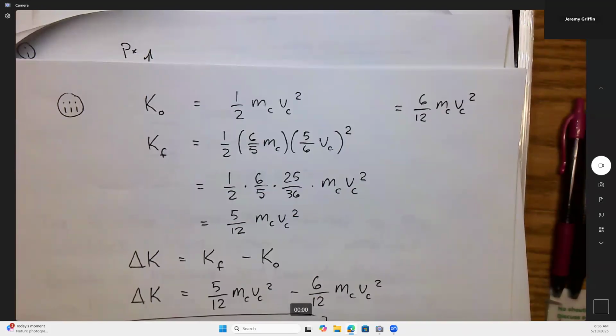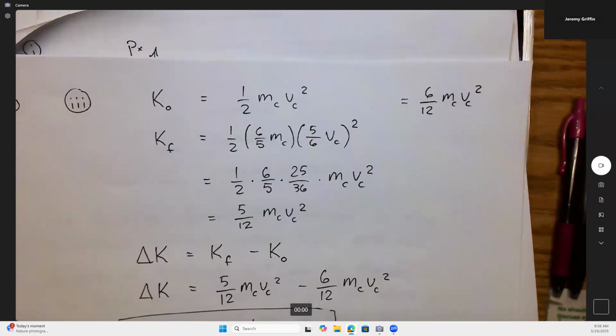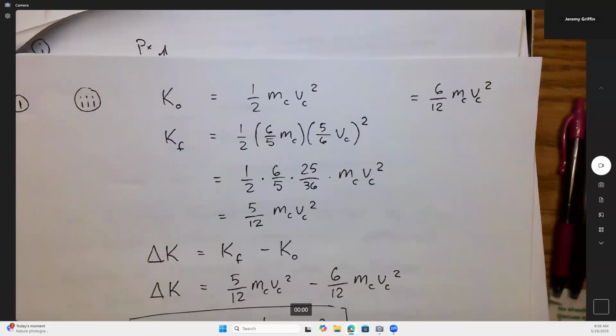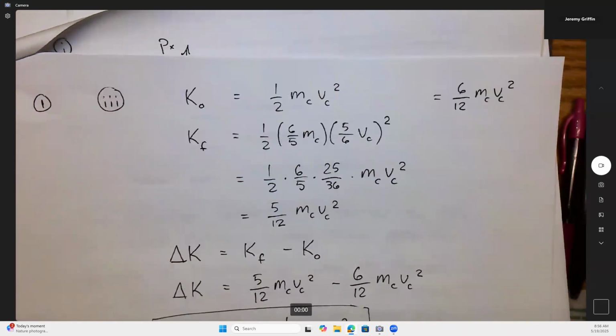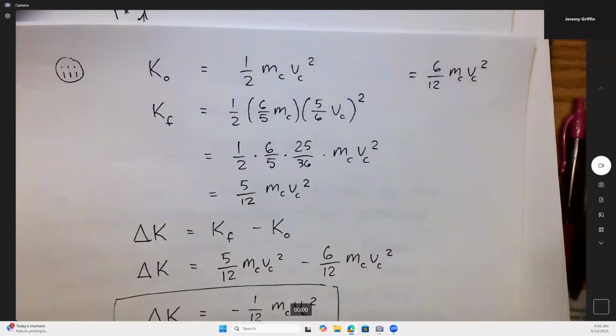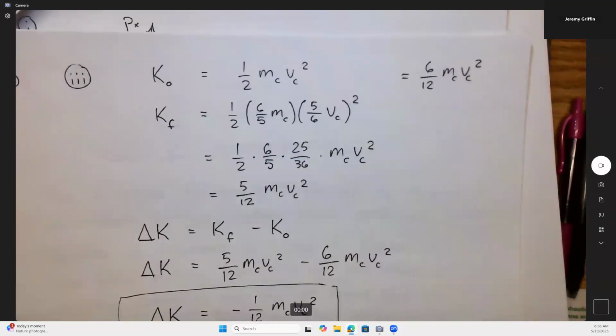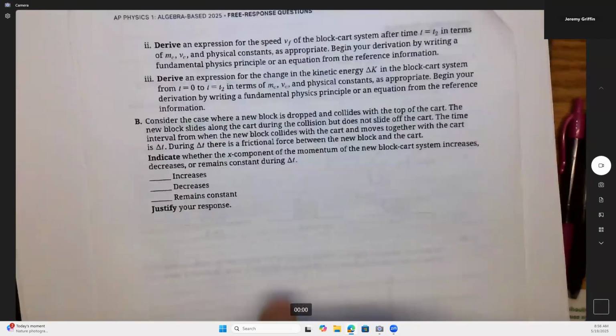I don't know. I know that two of them were worth 10 points. One of them was worth 8. One of them was worth 12. I think the experimental design was worth 12. So this was either 8 or 10. Yeah, 40 points total for the FRQs. And then you guys, of course, had 40 MCQ. That was separate from this.